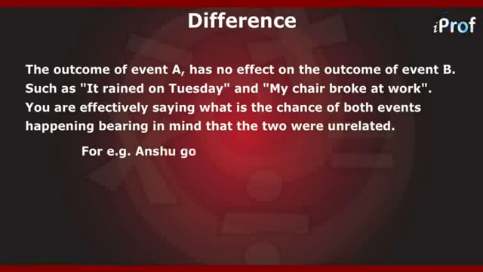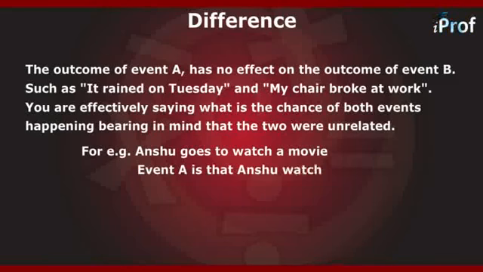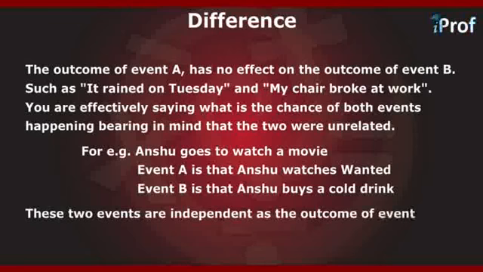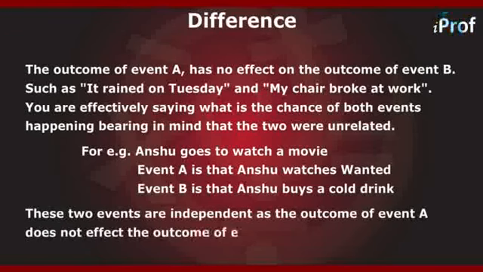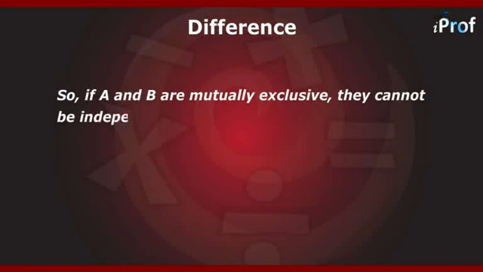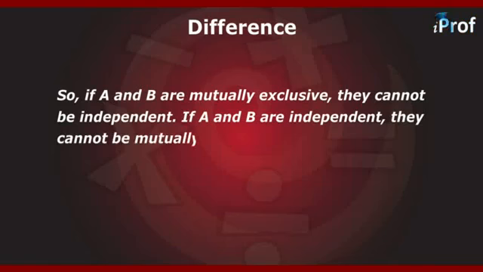For example, Anshu goes to watch a movie. Event A is that Anshu watches Wanted. Event B is that Anshu buys a cold drink. These two events are independent as the outcome of event A does not affect the outcome of event B. Thus, P(A intersection B) is equal to P(A) into P(B). So, if A and B are mutually exclusive, they cannot be independent. If A and B are independent, they cannot be mutually exclusive.